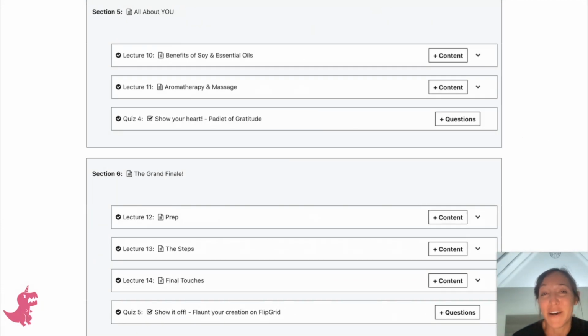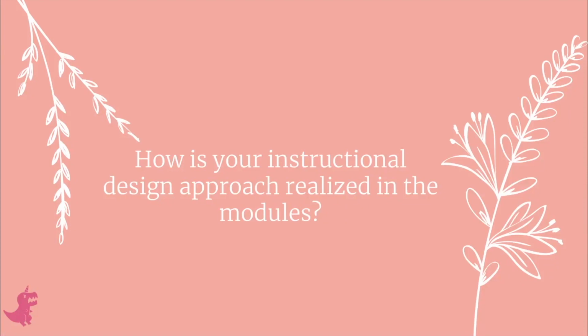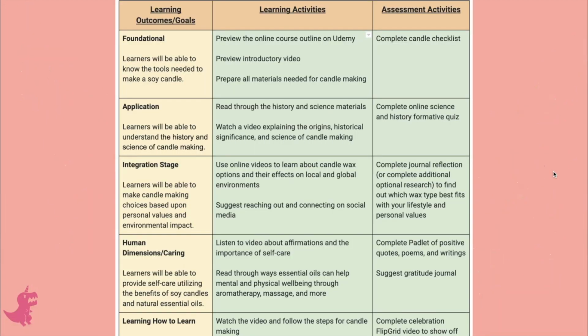We also think about the learner. How are they able to implement themselves into the structure of the design within the class itself, plus actually making candles? Next, we really need to think about how the instructional design approach is actualized within the modules themselves. So I used the 3-column table outline to structure the assessments as well as the learning activities and how they are connected to the goals and outcomes.